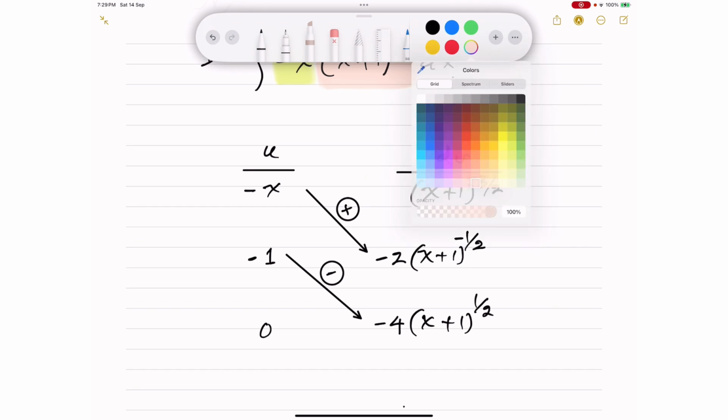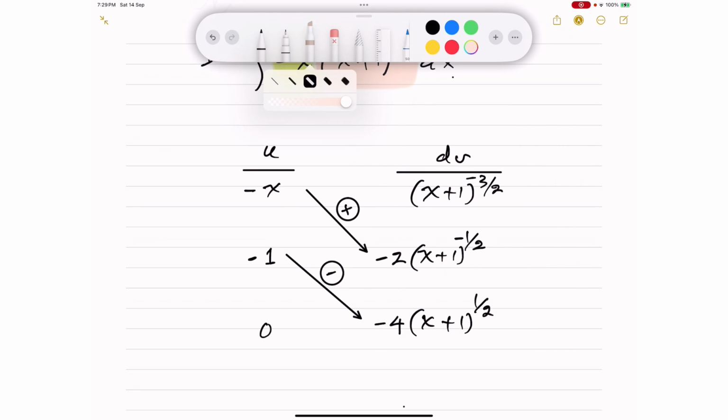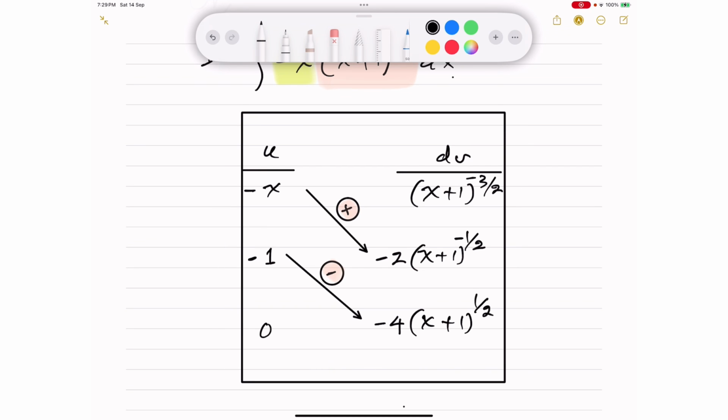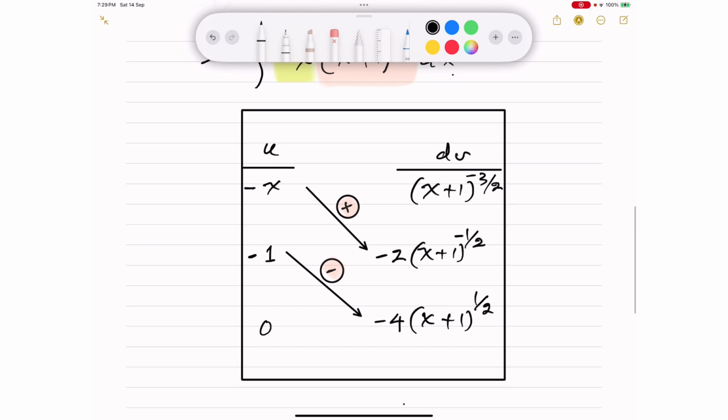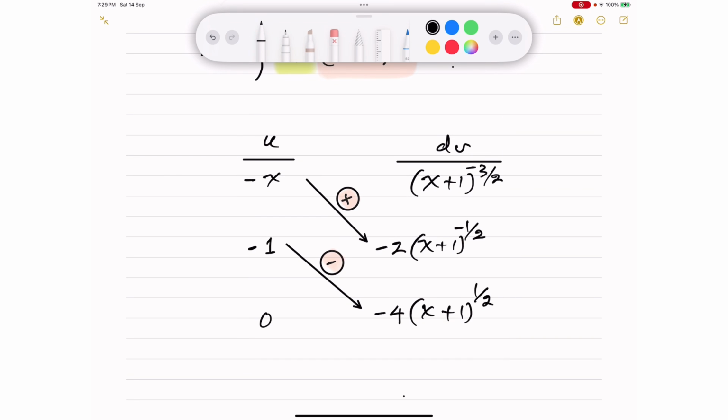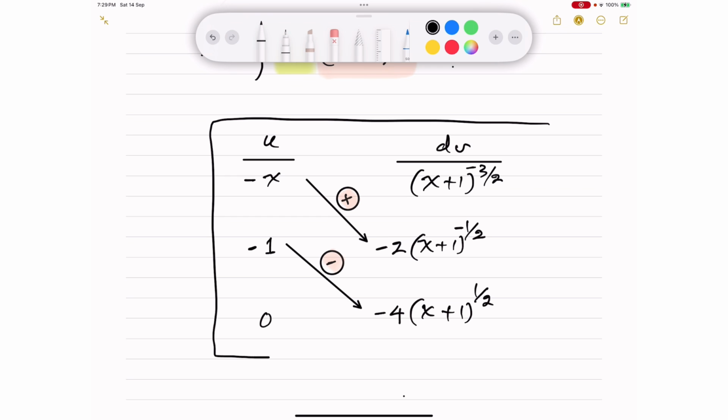Let me highlight or just color the things here. And then let me put this in a box, and that's an optional step, which you can ignore of course. I'm sorry. Let me make it a little bit bigger. It doesn't look nice. So that's our box here.